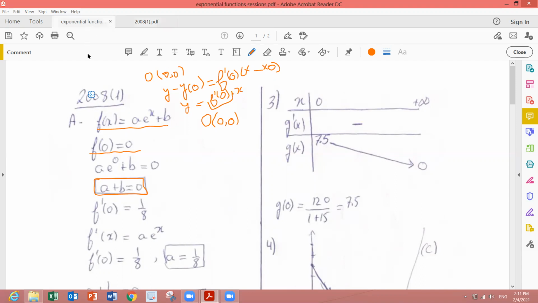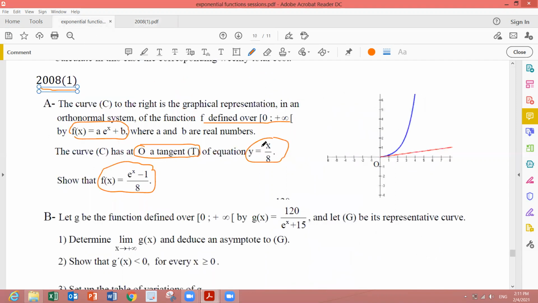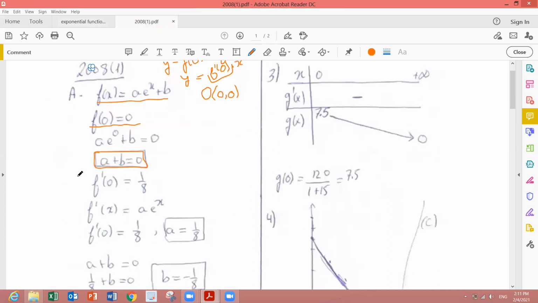From the given here, what's the slope of this line? What's the slope of the line y equal x over 8? 1 over 8. Good. So the slope equals f prime of 0 equal 1 over 8.